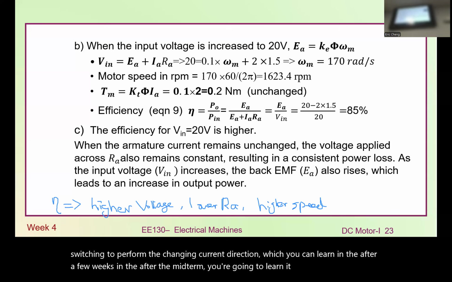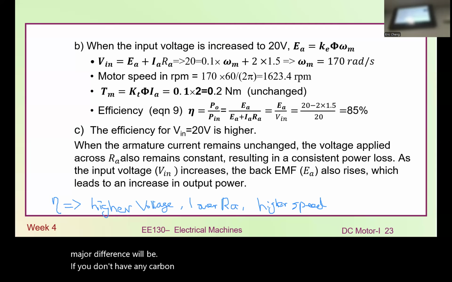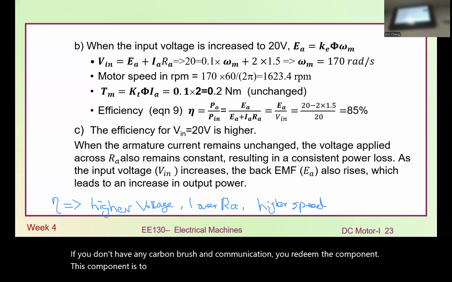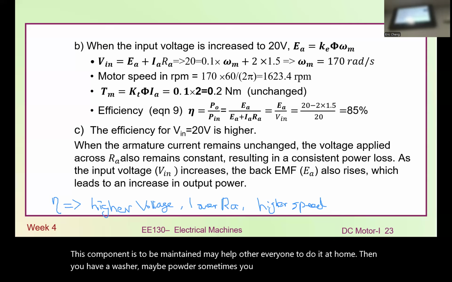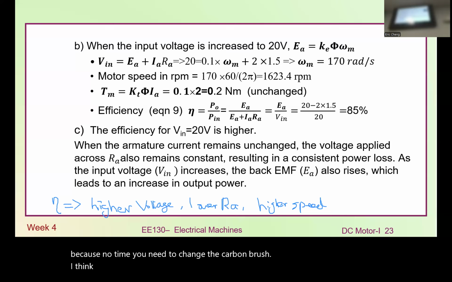So the major difference is that if you don't have any carbon brush and commutator, you don't have a component that needs to be maintained. Think about a washer at home: sometimes you find it not working well because of no power, and you need to change the carbon brush. That's the key thing.